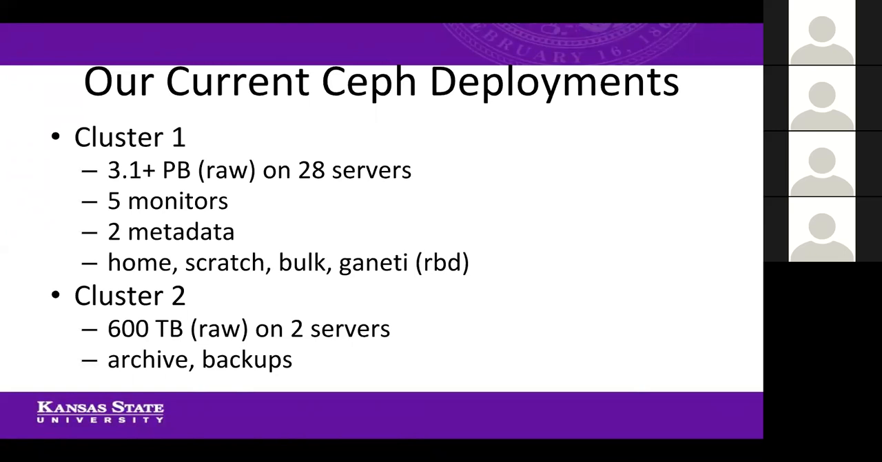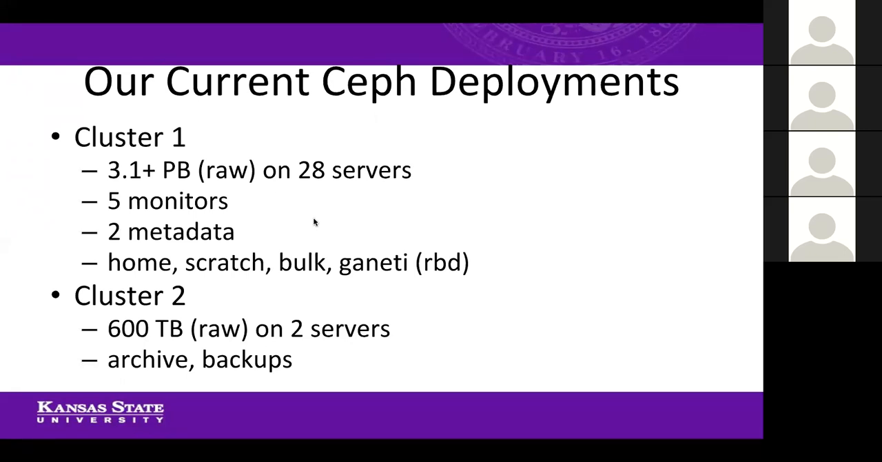Significant amount of data, and we use this all the time, so we put it through its paces a lot. The other one, our second cluster, is in a different building. It's where we used to be housed. And we have 600 terabytes raw there, but only on 2 servers. That's running a big IBM DS series. So we have, I think, 8 or 9 chassis on each one of those servers. And we're only using those for archiving and for backups.